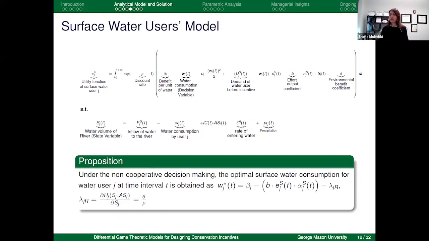Surface water users have a similar utility function with a slight difference in their water balance equation, where we have the inflow of water to the river, water consumption, rate of entering water from aquifer, and precipitation. So here, the last term represents the precipitation rate. And similarly, we can solve this problem analytically and obtain the optimal water consumption and shadow price.